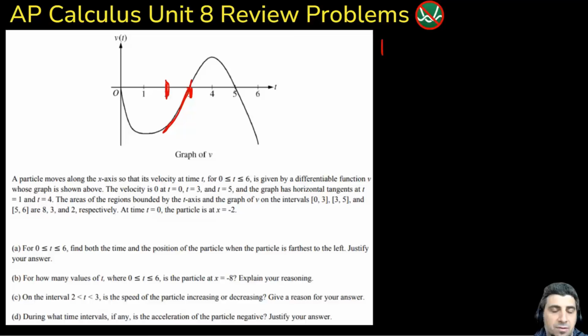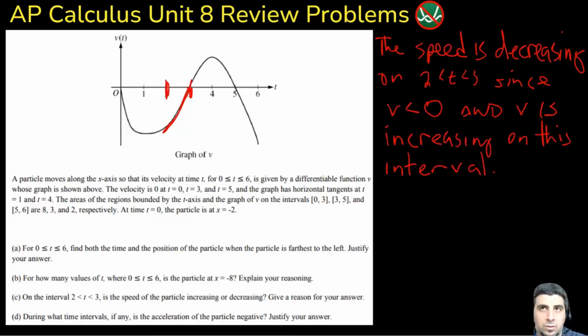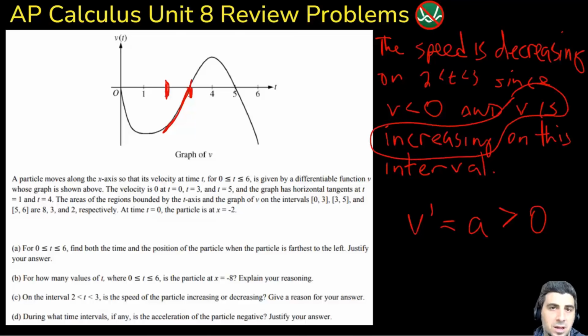You could say something to the effect of the speed is decreasing on the interval 2 to 3 since velocity is negative and increasing on this interval. Now, you could mention acceleration instead of saying v is increasing by saying something like v prime equals a is greater than 0. You could put that in place of this sentence right there. Either way would be fine. This response was worth 1 point if you have the correct answer and the correct reason. So just 1 point for that one.